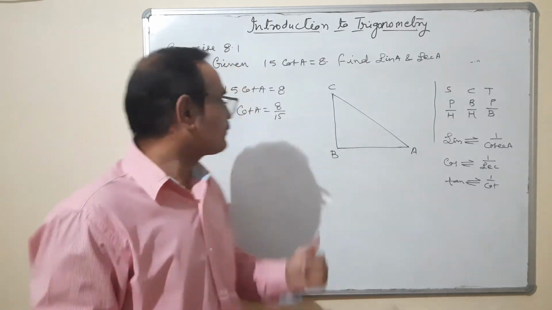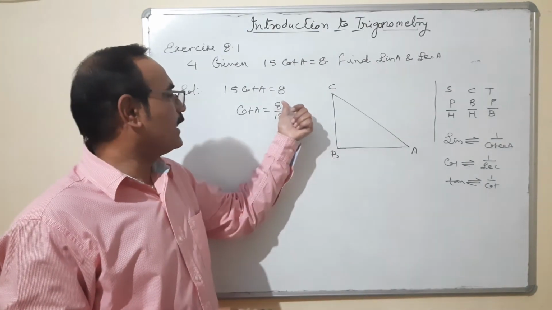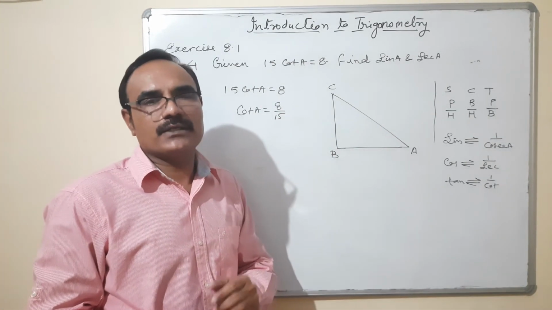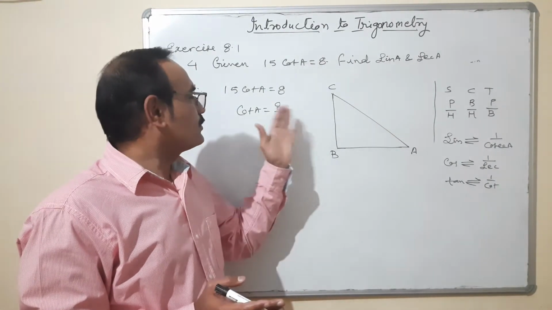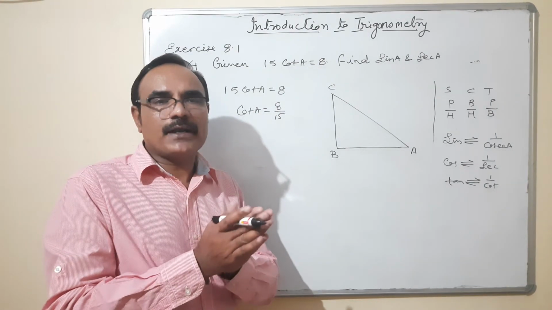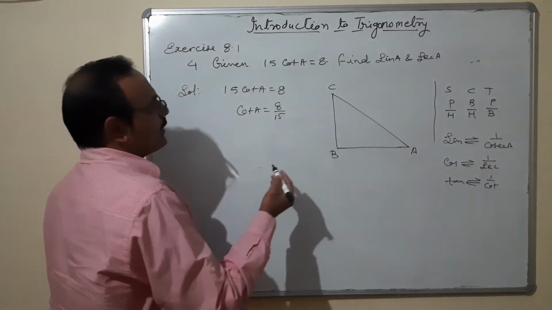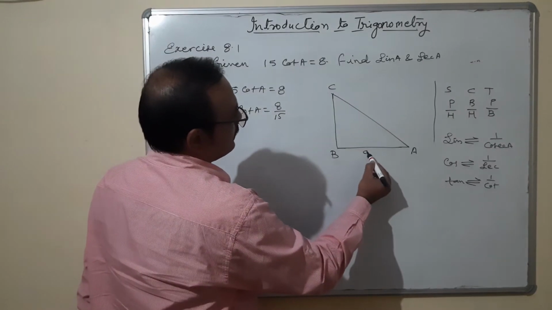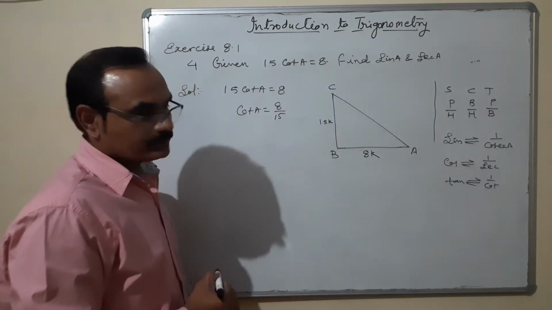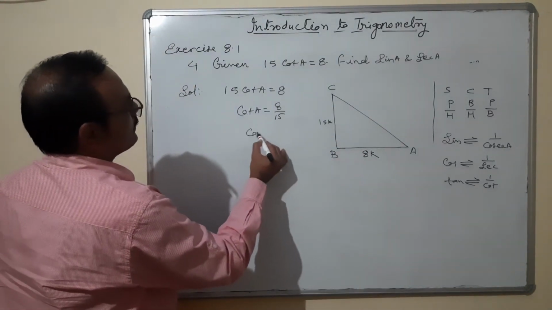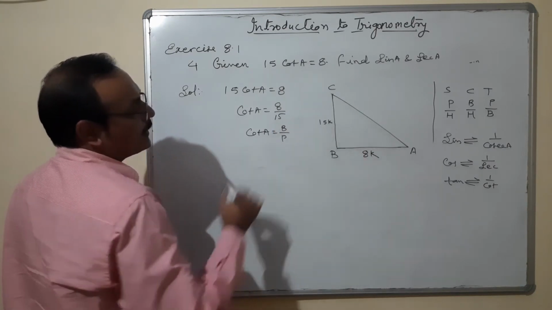Many times I told you one thing: 8 upon 15 means the ratio of base upon perpendicular is 8 upon 15, 8 ratio 15. These are not the values of base equal to 8 and perpendicular equal to 15. These are ratios, and to convert ratios into a fixed quantity, we have to multiply with a scalar quantity, suppose k. So I will take the base as 8k and perpendicular as 15k, because cot A is equal to base upon perpendicular. So base is equal to 8k, perpendicular is equal to 15k.